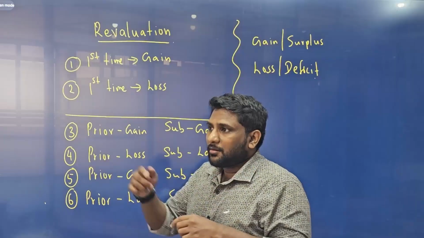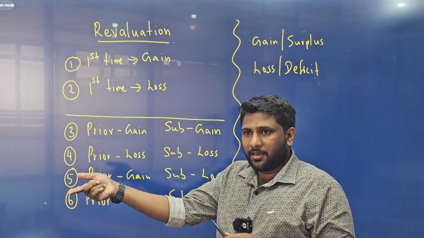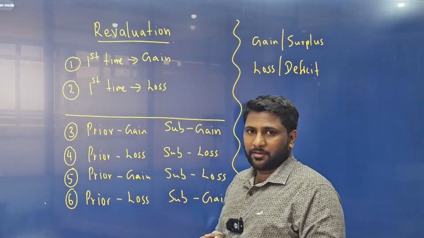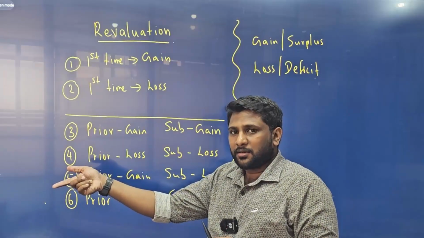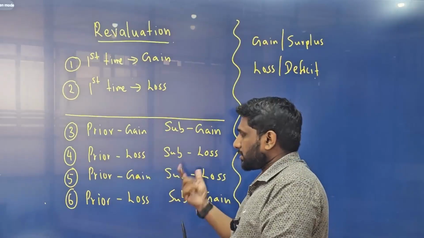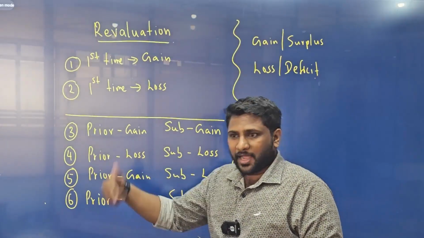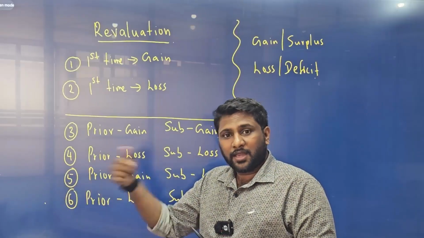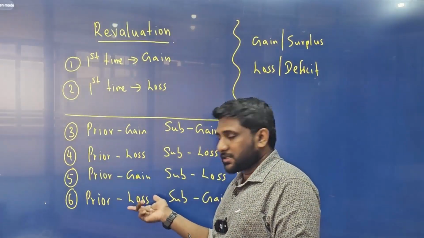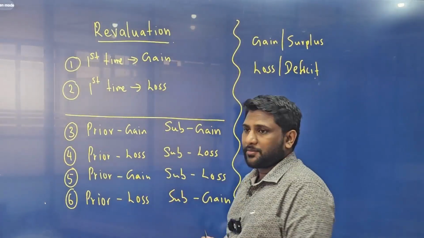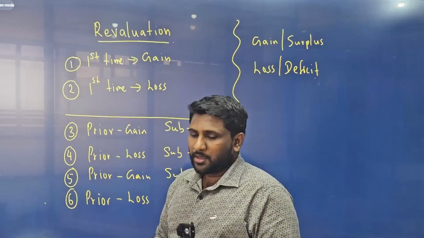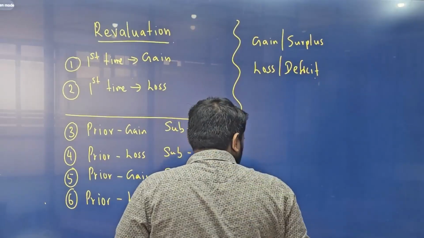Prior year gain, and when you are doing it, for you also a gain, a subsequent gain. Prior revaluation loss, when you are doing it, for you also a loss. Third situation, prior year's gain, when you are doing it, it's a loss. Next situation, prior year losses, when you are doing it, there is a gain. So how to do this adjustment, especially when it comes to the company accounts unit? Let's learn using 6 different questions.